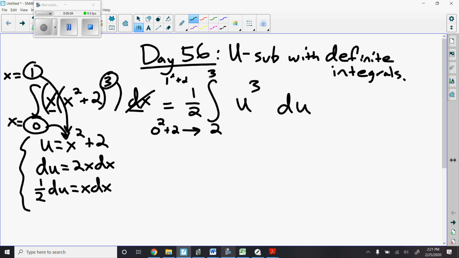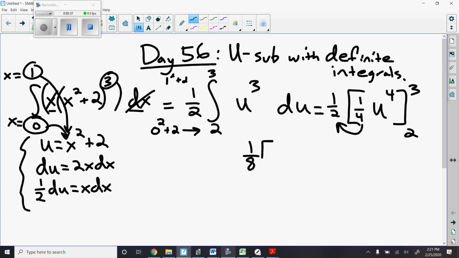For the definite integral, I'm going to use my brackets. The antiderivative of u cubed is u to the fourth. I divide by 4 to get my 1/4. And again, I've got my 2 on the bottom now and my 3 on top. Those numbers have changed from before. Now to solve this, I can make this a little bit easier. I can take that 1/4 and throw it out front with the 1/2, and I'm going to have 1/8.